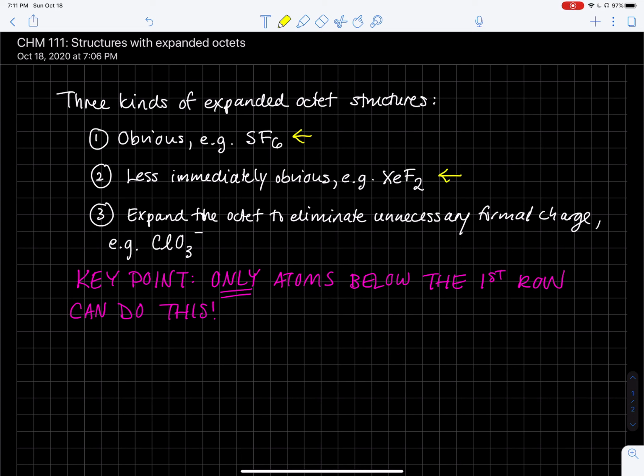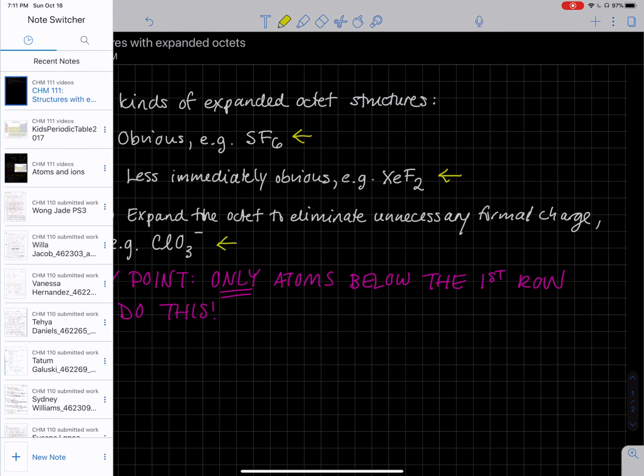And then the final type, number three, it's not obvious at all, but when you draw the Lewis structure without an expanded octet, you see that it has some pretty bad formal charge, and expanding the octet allows the structure to eliminate that. So I want to make a key point to start, which is that only atoms below the first full row of the periodic table can do this.